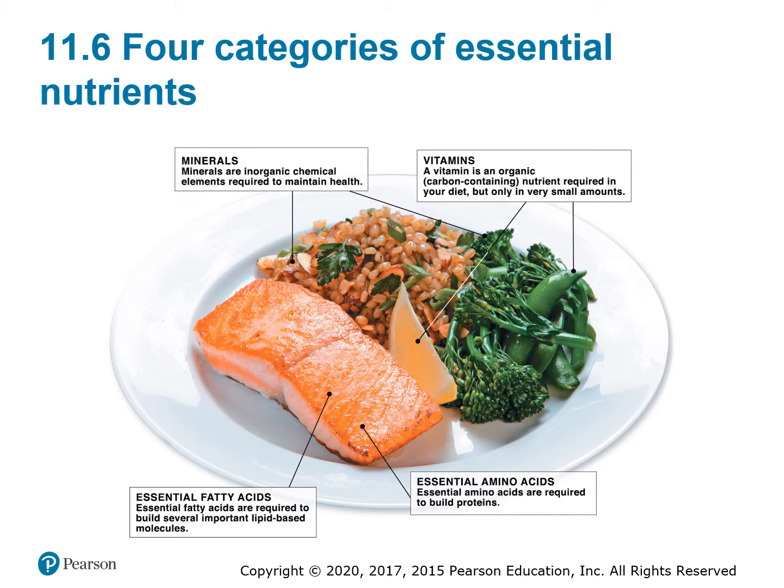So here it talks about 4 categories of essential nutrients. Remember, essential nutrients are nutrients that the body cannot make for itself. So there are minerals. Okay, they are inorganic chemical elements.